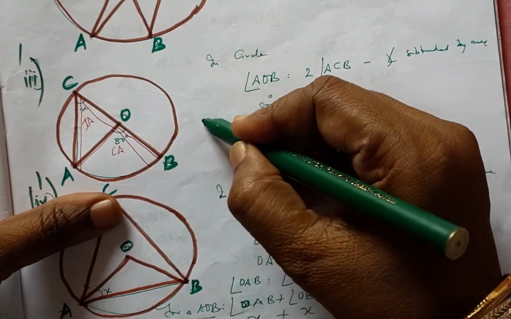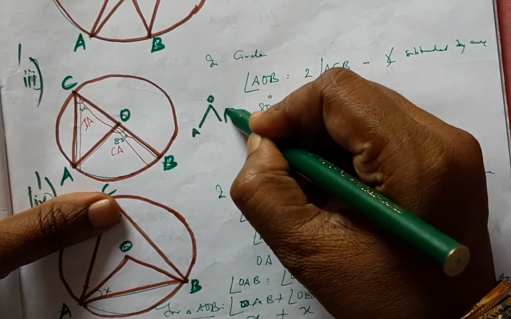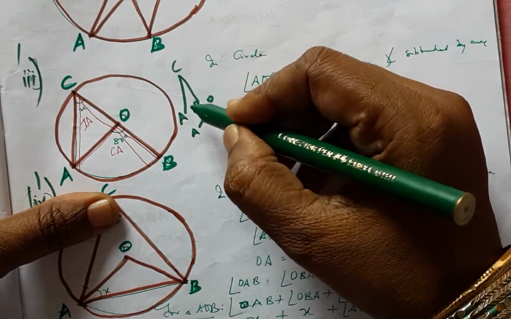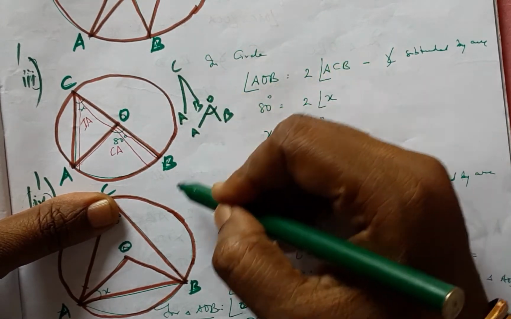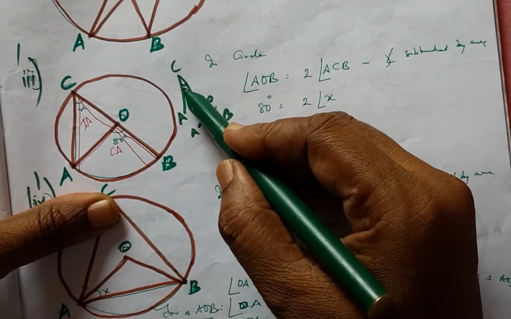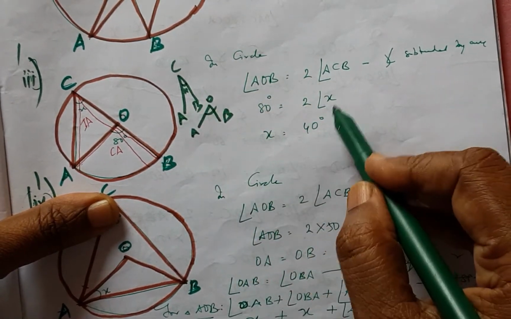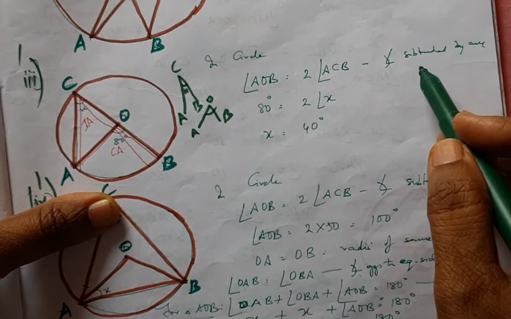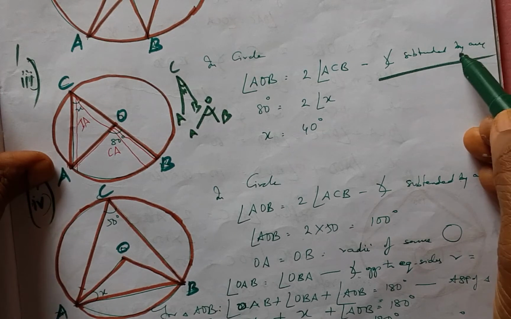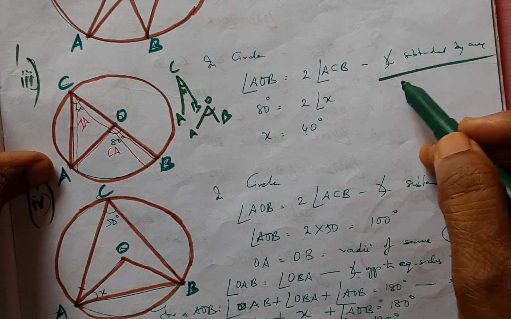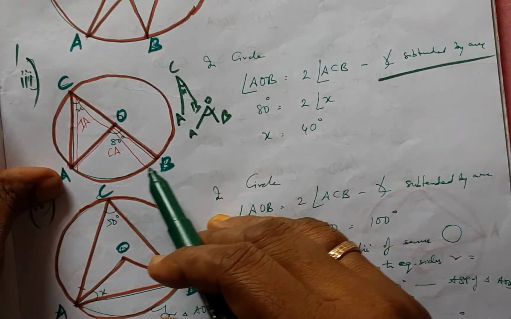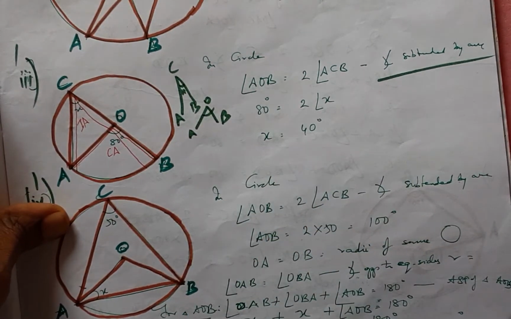For this question, you have to see angle AOB differently and angle ACB as a separate angle. This angle is always double this angle. Therefore, this is X and therefore simply you have to write the same words. Angle subtended by the arc at the center of the circle is double the angle subtended by any other point on the rest of the circle. Therefore, angle X is 40 degrees.